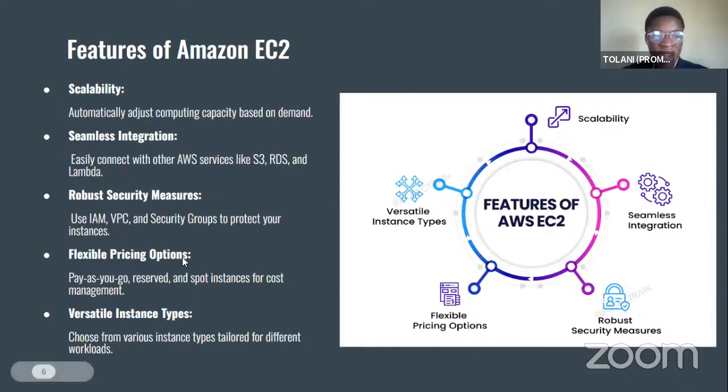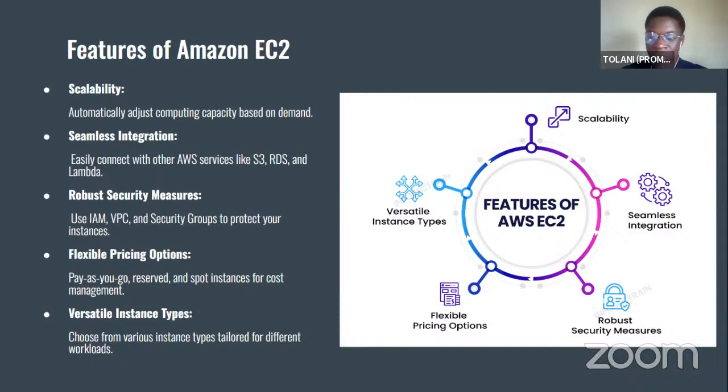We have the flexible pricing options: pay as you go, reserved, and spot instances for cost management. What do I mean? In the cloud, there are a lot of instances, just like you have a laptop that has 4 gig RAM, another laptop that has 8 gig RAM and the likes, and you can go to the market and choose which one you want based on what you need it for. That is the same thing in the cloud. There are thousands of EC2 instances that you can choose from based on the kind of workload you want to run. So you are not limited. You have a lot of options, and even pricing options.